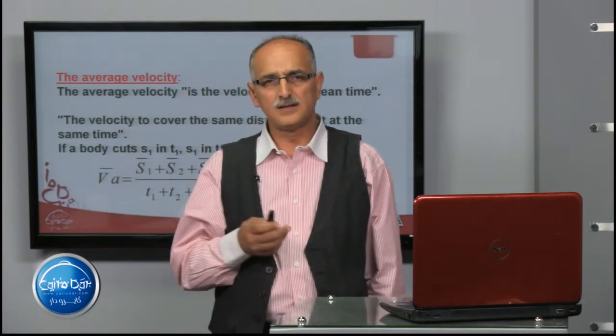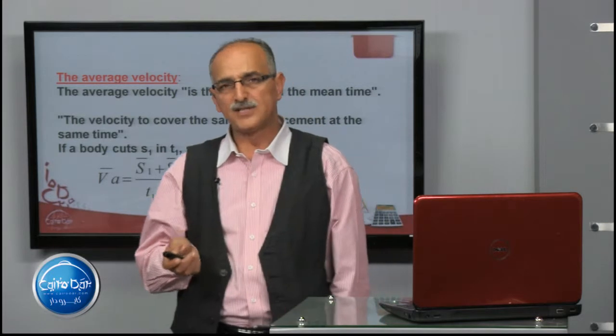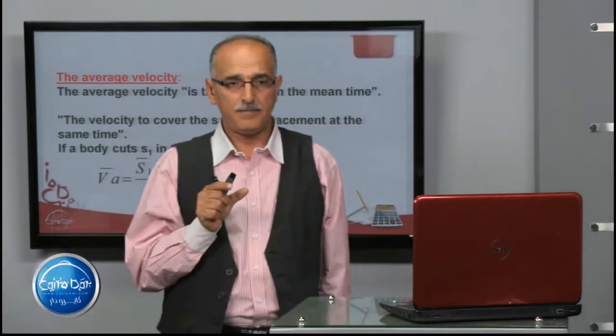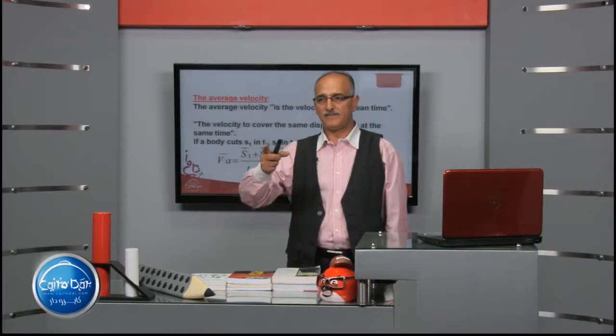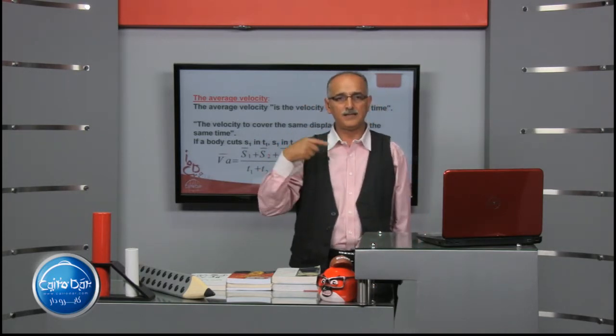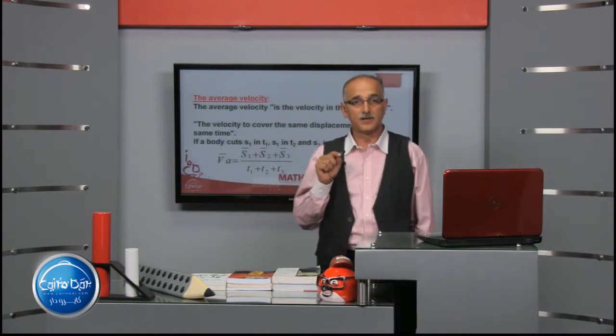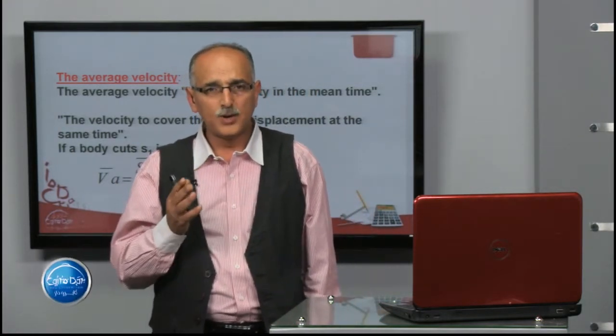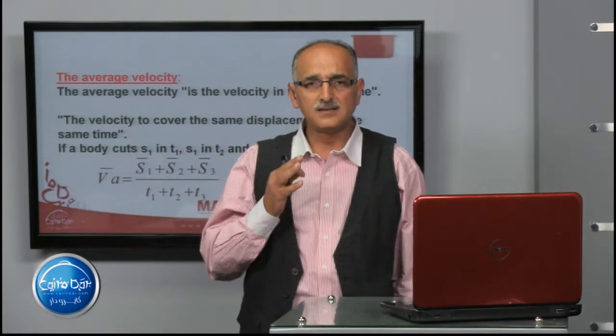Let us go to another concept, which is the average velocity. What is the average velocity? Average itself means I have 3 pounds, you have 4 pounds, the third has 5 pounds. So we add them and divide by the number, 3. So the average is the total over their number. So what is the average velocity? The average velocity is the mean velocity in the mean time. It means the velocity to cover the same displacement at the same time.